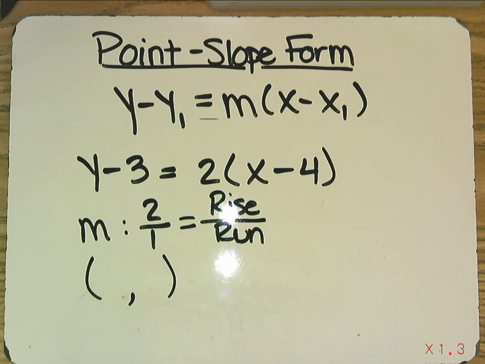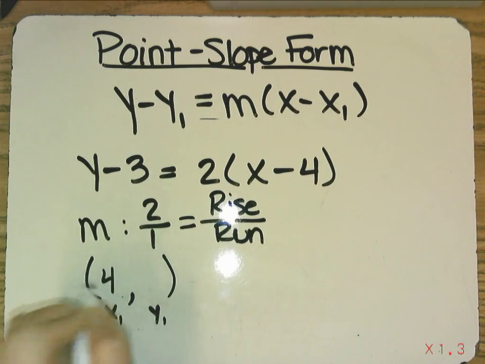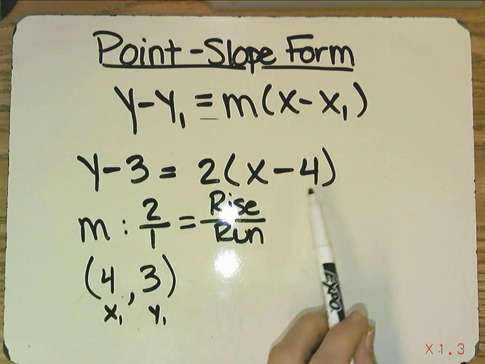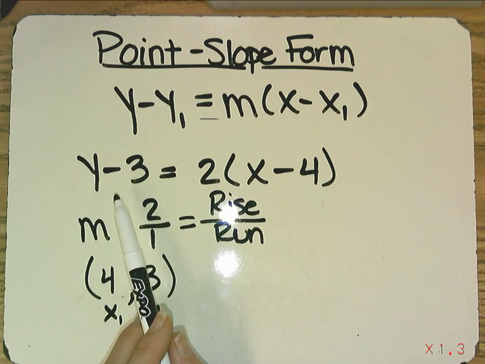Now I'm going to look for my x and y values. Every ordered pair is x comma y. And I know that I'm looking for x1 and y1. Here, 4 is my x1, and here 3 is in place of y1. So the point that's on my line is 4, 3. You may be asking yourself, why is it positive 4? Because this looks like a negative 4. And this is a positive 3 when this looks like negative 3.